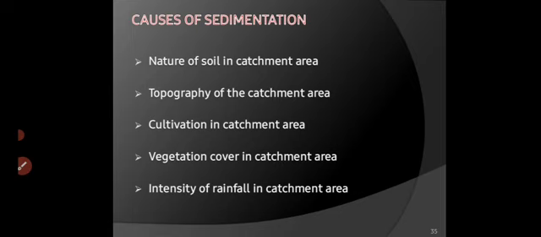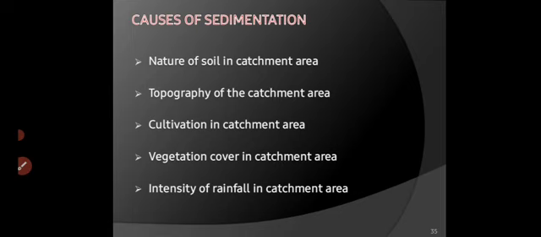So that's it. Next topic is causes of sedimentation, right? So first we have to discuss what is sedimentation. Sedimentation is nothing but the process of deposition of sand and silt in the reservoir, right? It is known as sedimentation.